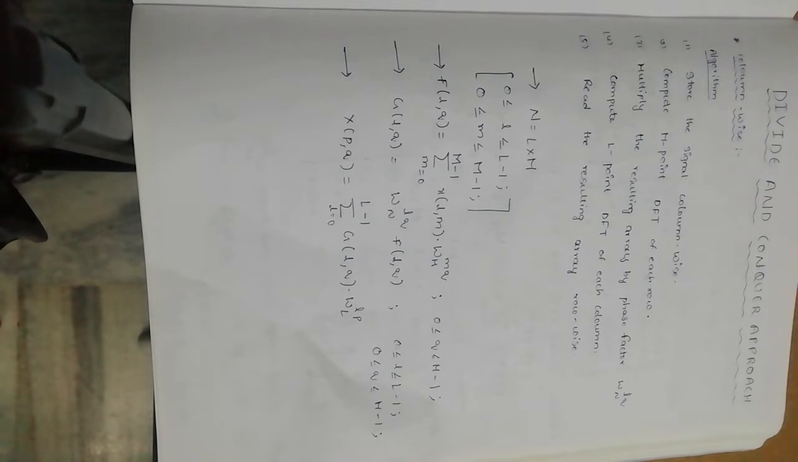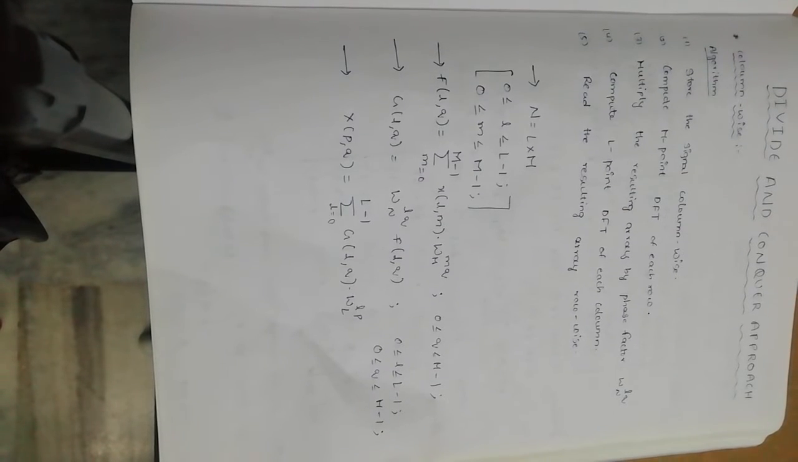Today we are going to see the computation of N-point DFT in a column-wise manner. For that we need to follow 5 steps. First step is to store the signal in a column-wise manner, and the second step is to compute the M-point DFT of each row, and the third step is to multiply with the twiddle factor. We will get the G of L comma Q matrix, and the fourth step is to compute the L-point DFT, and the last step is to read the arrays in a row-wise manner.